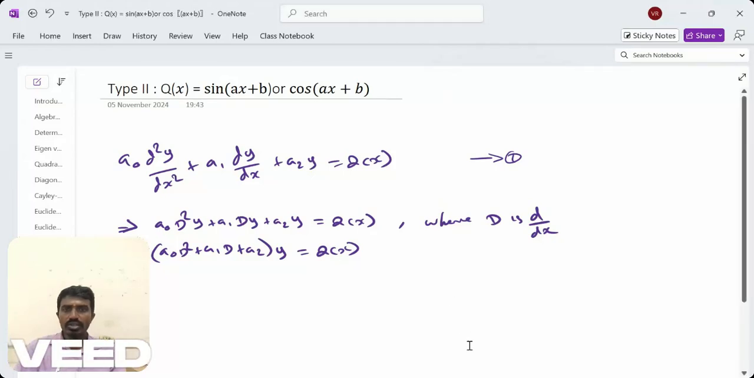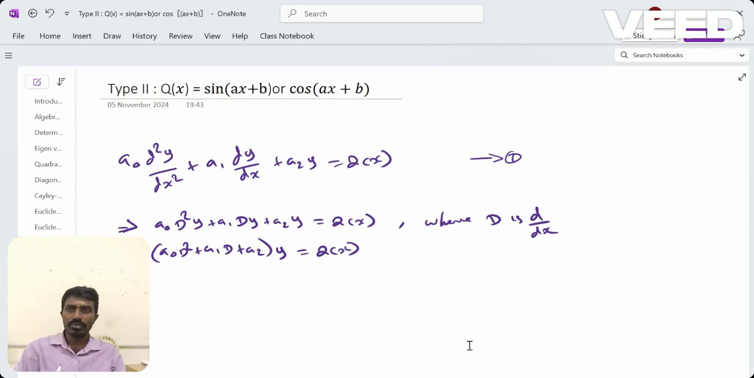In this lecture, we are going to see how to solve the second order differential equation of type 2 problems. So type 2 means the right hand side function q of x is sin(ax+b) or cos(ax+b), or simply sin ax or simply cos ax. So these types of problems are called type 2 problems.